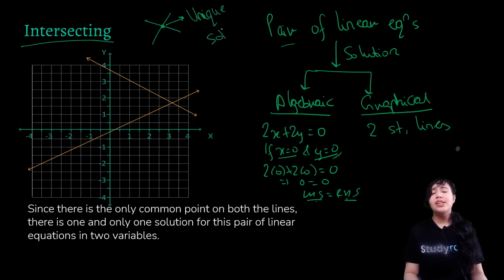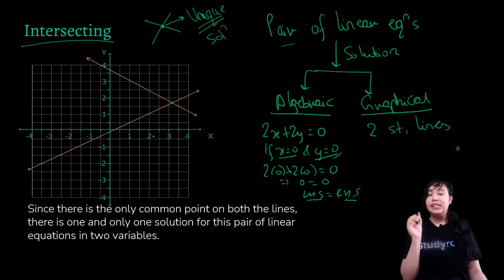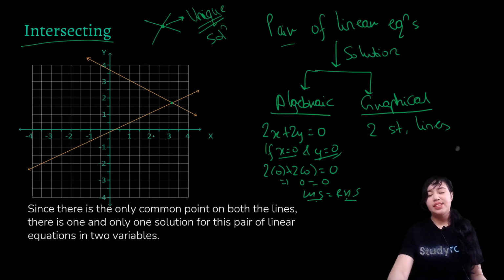It's interesting to see why we are calling it unique. Unique means just one of its kind, and that is so in this case because there's only one point of contact. So all you need to remember is that in intersecting lines there is only one point of contact, which corresponds to the unique solution for that pair of linear equations in two variables.